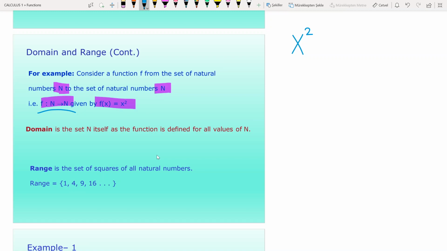What about the range? For each natural number x, we have some numbers. For instance, for 1 we have 1, for 2 we have 4, for 3 we have 9, 16, and so on. So this set is the range of the famous parabola x squared. And again, don't forget, f is from natural numbers to natural numbers. If you have f from real numbers to real numbers, then the domain will be the real numbers and the range will be the real numbers again.